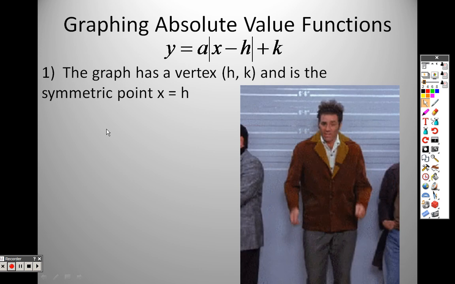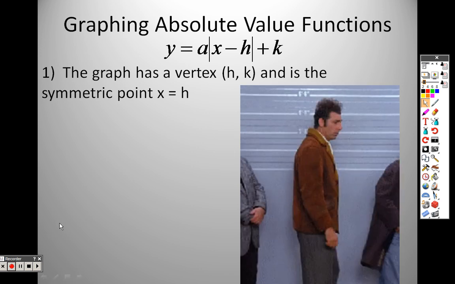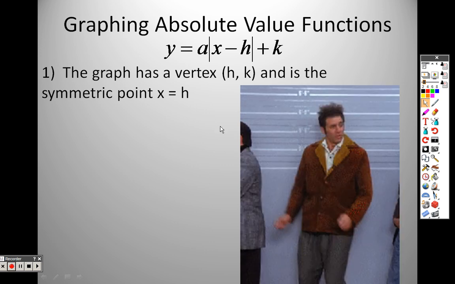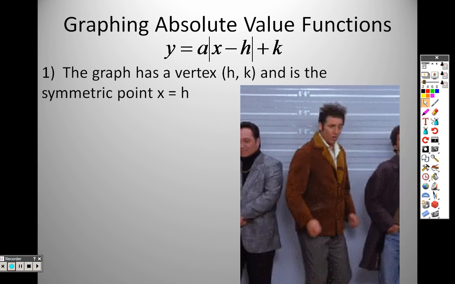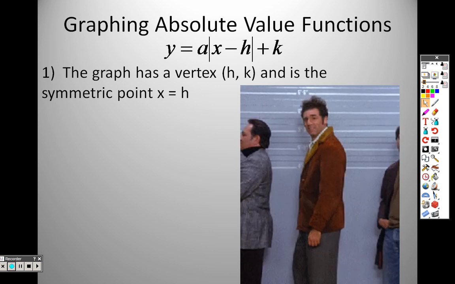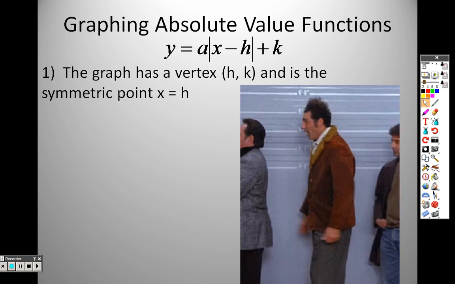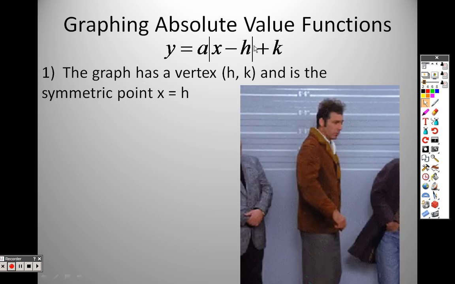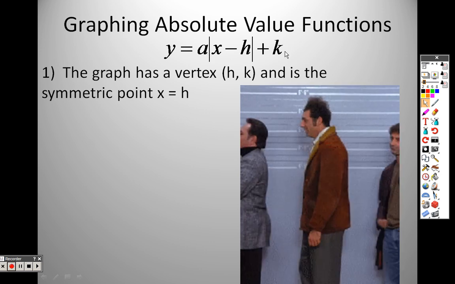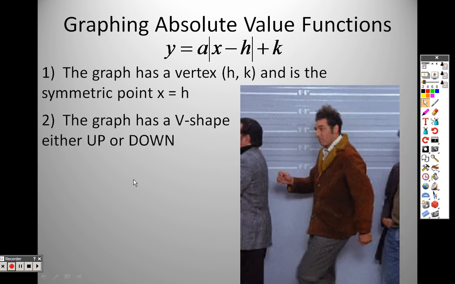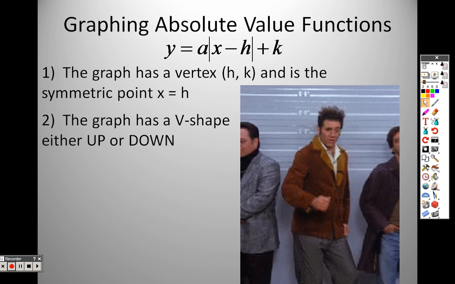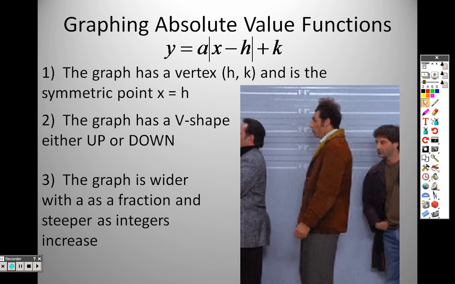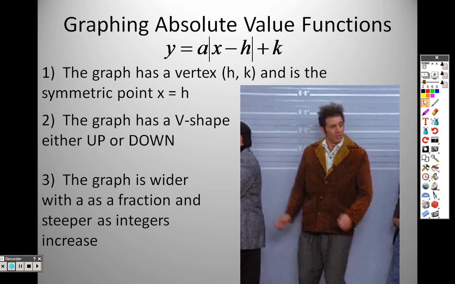Basically, what this means is the graph has a vertex (h, k), and it's the symmetric point. What that means is each of those are going to come down to a point. Absolute value functions literally make a V, and that vertex point is that bottom point where the V meets. That point is basically h and k. It's the opposite of whatever's inside, and the number on the outside is your vertex. Like I said, the graph is a V shape, and it's either up or down. And the graph is wider with a fraction, and steeper as the integer increases.